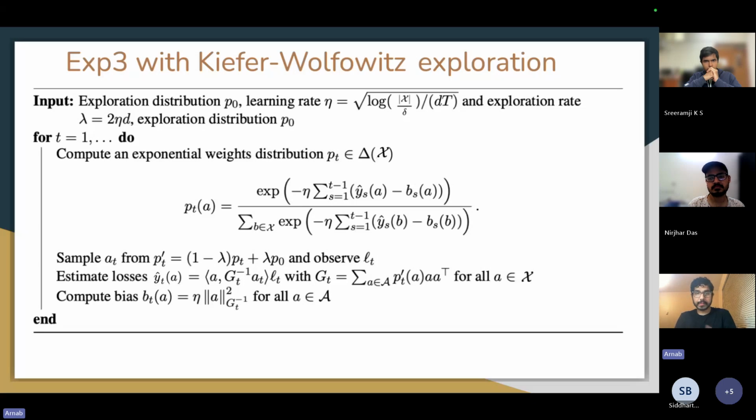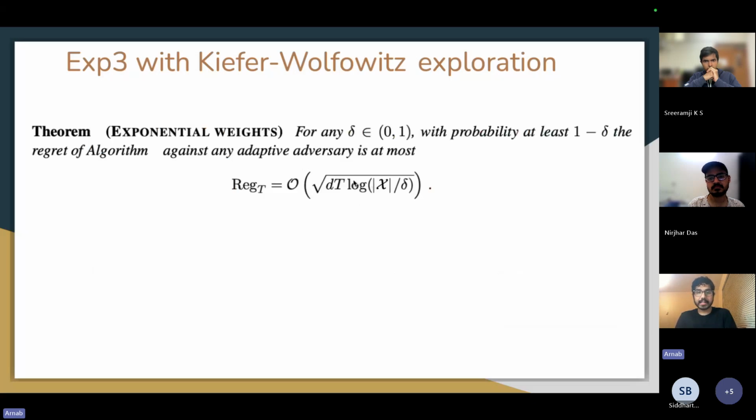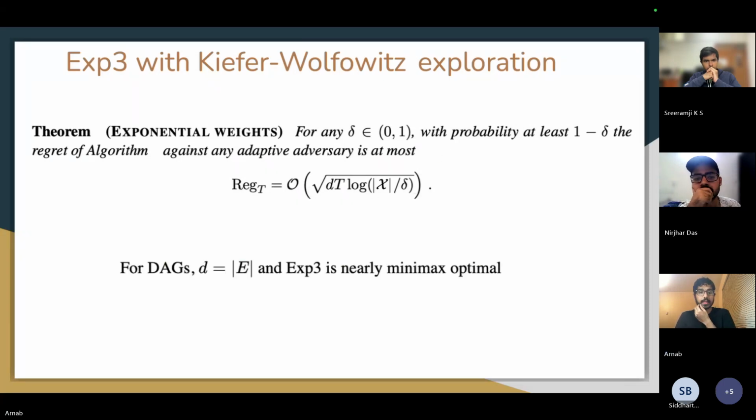And this algorithm is pretty good. You'll get a regret guarantee which scales as square root of d T log cardinality, which is minimax optimal. And for DAGs, in this case, d is E, the number of edges. So this algorithm is nearly minimax optimal. So in terms of regret guarantees, we are fine.